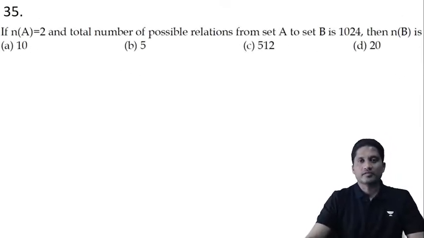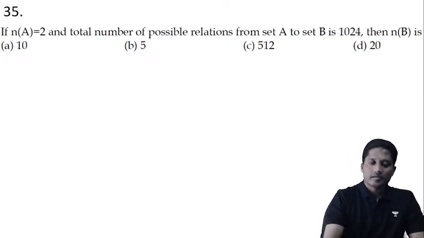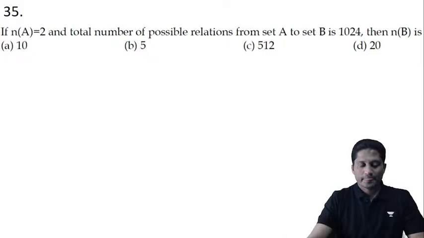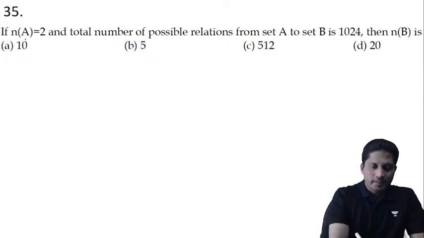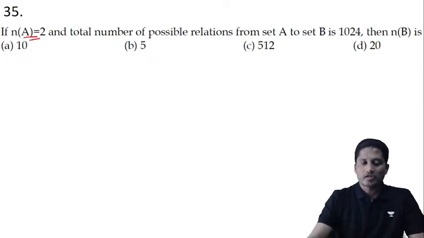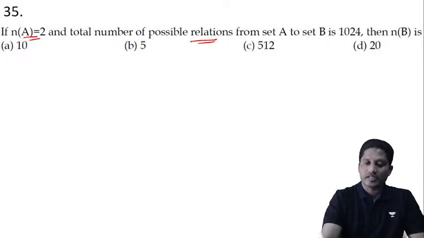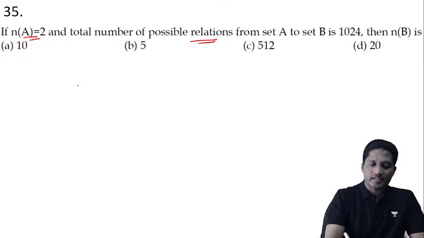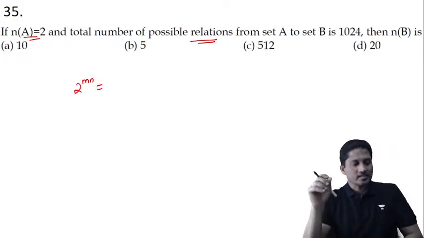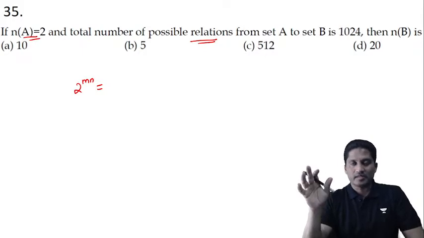Total number of relations. Set A contains n(A) equal to 2. The total number of possible relations from set A to set B: set A contains m elements, set B contains n elements. Total number of relations is actually 2 power mn.